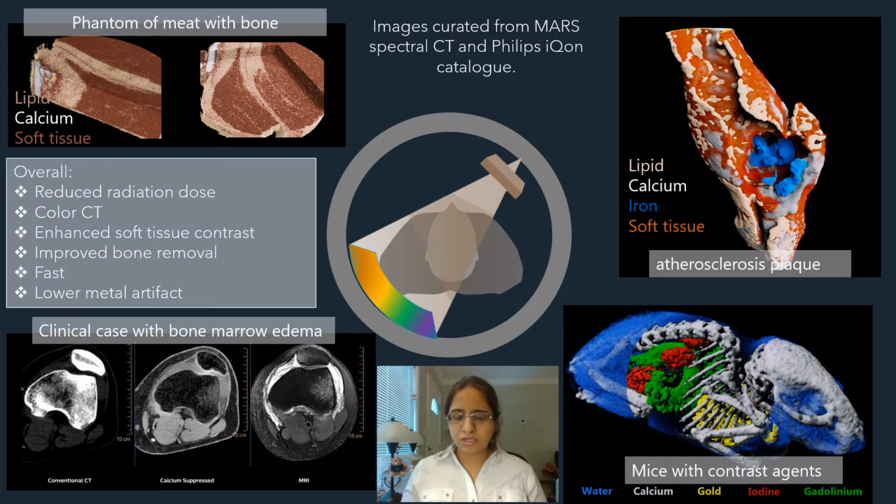So in conclusion, the spectral CT has a reduced radiation dose, and we can get information in nice colors, and we have enhanced soft tissue contrast, improved bone removal. It's a fast technique, of course, it's a CT, and it has lower metal artifacts.